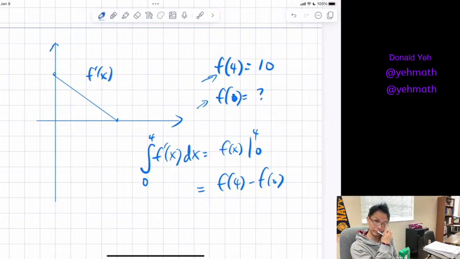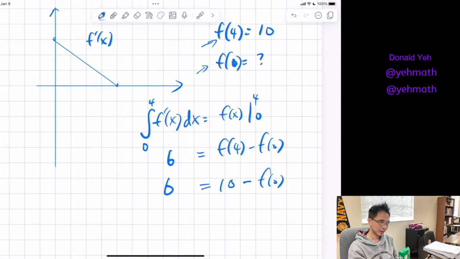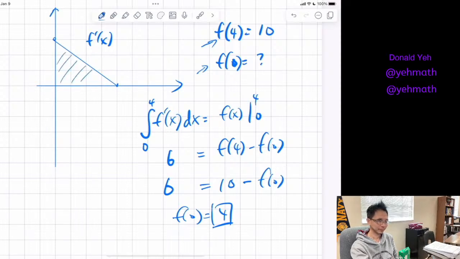But how about the other side? That's 6, right? How do you know 6? The integral is the area. Integral is the area, right? So it'd be 6 equal to 10 minus f(0). So f(0) is equal to what? 4. But how do you get 6? Integration. No, don't say count. You find the area under the curve. 3 times 4 divided by 10. Don't say count.